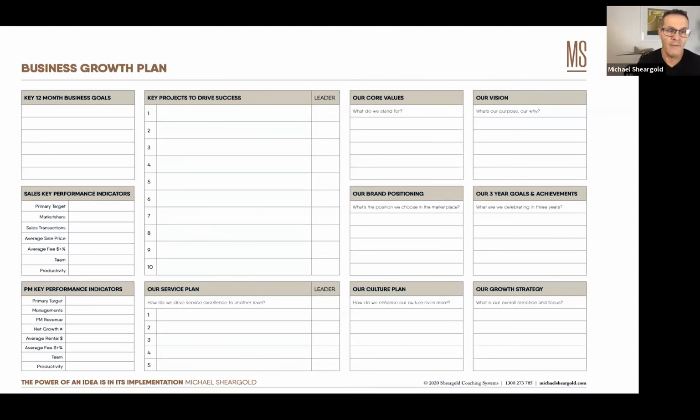Similarly, in terms of PM, what's our primary target? How many managements do we want to have? What do we want our overall PM revenue to be? Our net growth overall in terms of numbers in the next 12 months. What's our average rental, our average fee? And by the way, in some markets, they're going to come down slightly in terms of the next 12 months. So we need to actually make sure we can manage that. Number of team members and what do we want in terms of productivity of those team members. Once again, for me, productivity is the number of properties under management per property management team member. Now, you might do 2, per property manager and per property management team member.